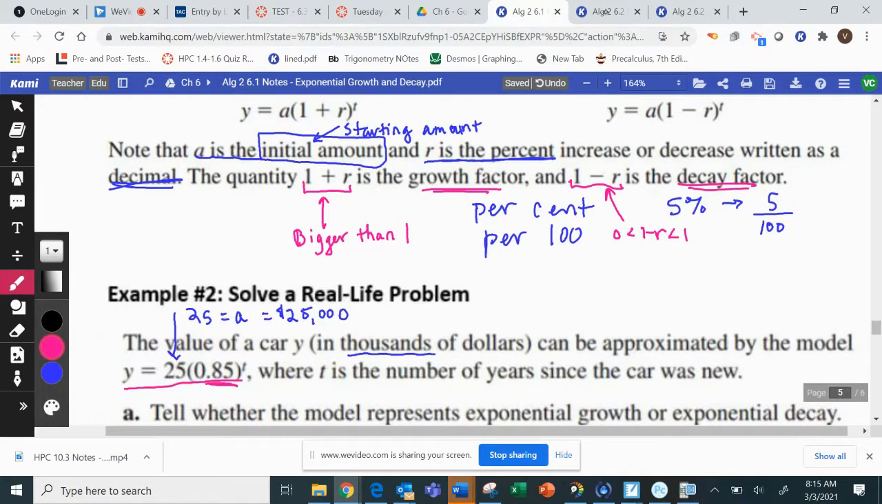What's the 0.85 when we compare that to the models up here? It's not just going to be the r, because for it to just be the r, I would have to see 1 minus or 1 plus 0.85, but I don't see that. So instead it is the 1 plus r, or the 1 minus r. It's that whole thing in the parenthesis. Now, I'll write 1 plus or minus r right now, but we should be able to tell which one it is. When I look at 0.85, that cannot be 1 plus a number because it's smaller than 1. So I can go ahead and say that's 1 minus r. And then they tell you t is the number of years since the car was new.